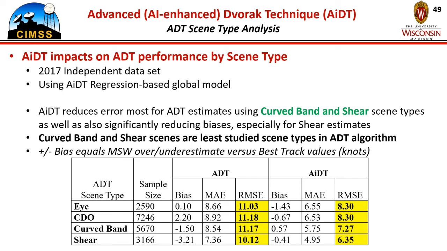In order to emphasize the impacts of the AIDT on the ADT, we examine the statistical improvements obtained during the 4 main scene types utilized by the ADT. Again, we're using the 2017 independent data set, using the global entire data set. As I highlighted before, the most impact was shown in the shear and curve band scene types. Again, these scene types have not been researched as much as the other 2, the I and the CDO scene types, which used new regression techniques. So these improvements have saved us a lot of time and effort, which is, again, a wonderful thing to see.